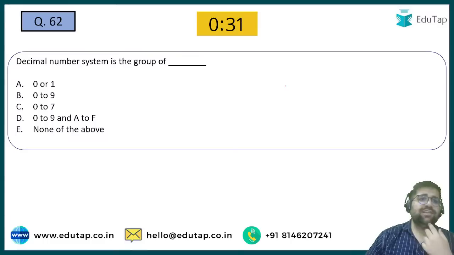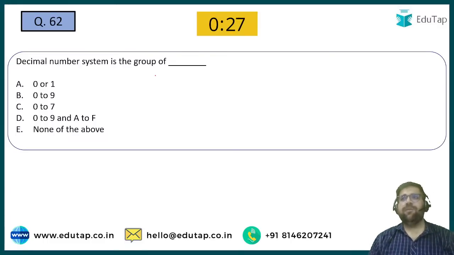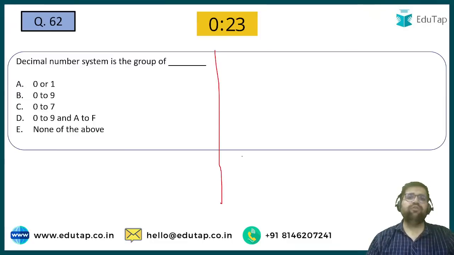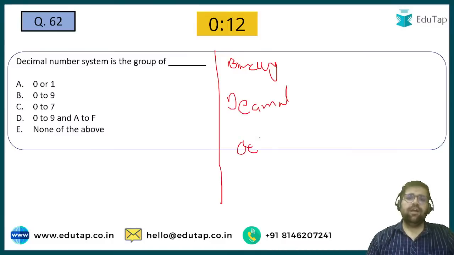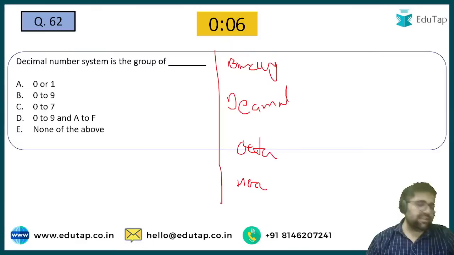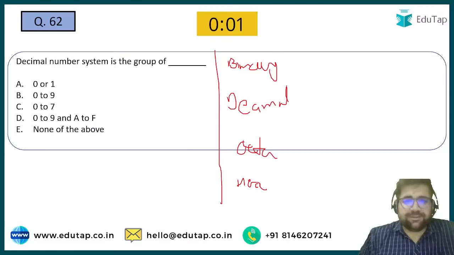Cool. Now let's come to the decimal number system. Mind you, cover everything so that if NABARD asks anything out of the blue, you will be able to answer it. In number systems, you have to remember 4 kinds. First is binary. Then you have decimal. Then you have octal. And then you have hexadecimal, the alphanumeric system.